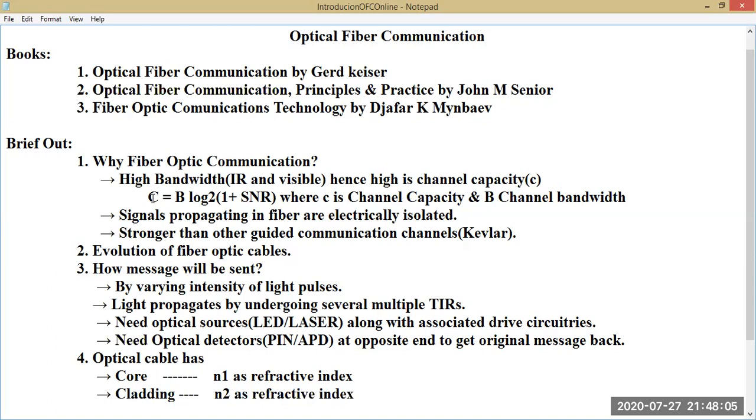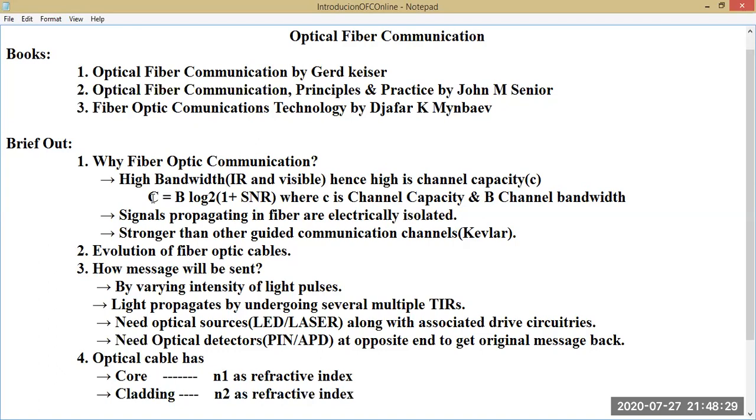Similarly, the second advantage is that whenever we launch signals into optical fiber cables, those signals are more secure. What I mean to say is that those signals are not going to interfere with the signals existing in the same optical fiber cable. So these signals are electrically isolated.